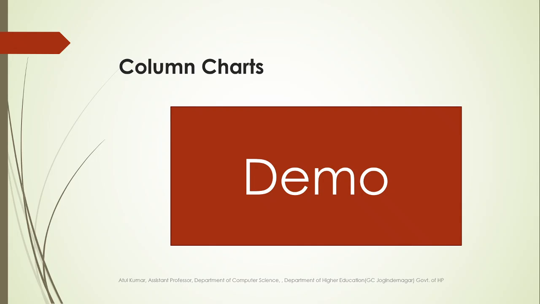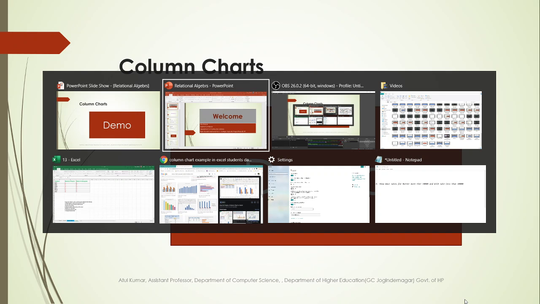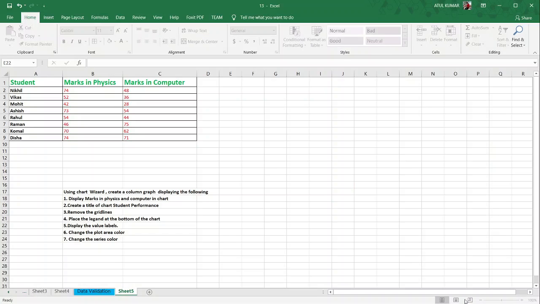Now I will demonstrate the use of column chart in MS Excel. So we have this data available, and the data contains three fields. One is student, marks in physics, and marks in computer. So this is the data that shows the marks of each student in physics and computer subject.